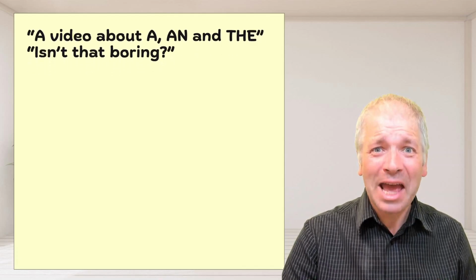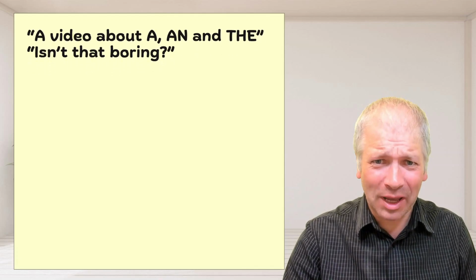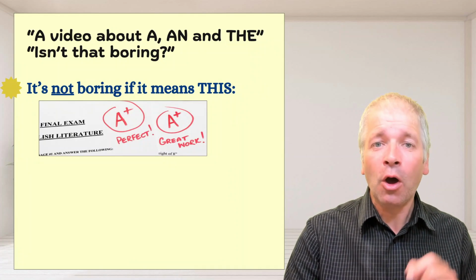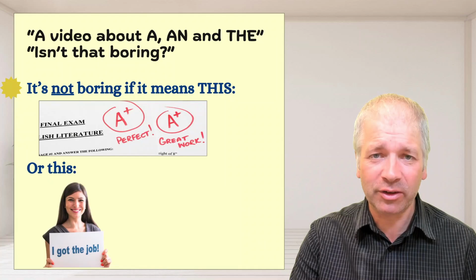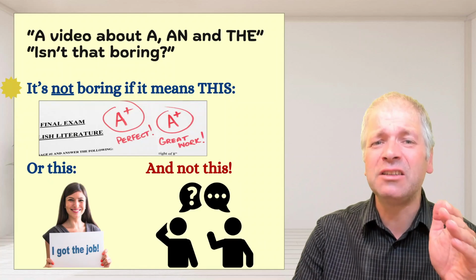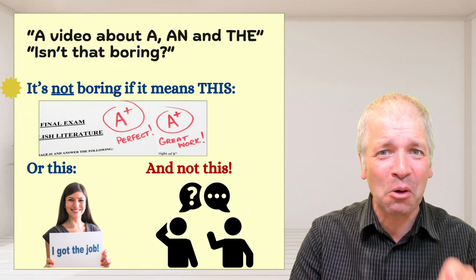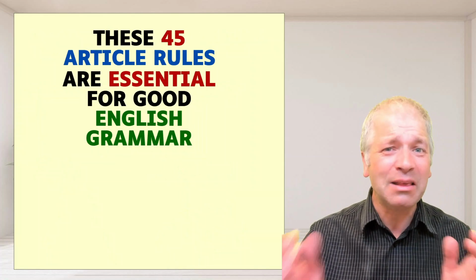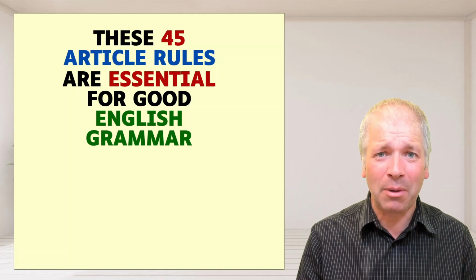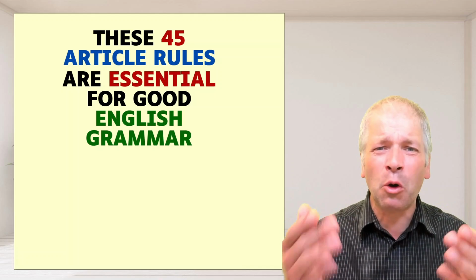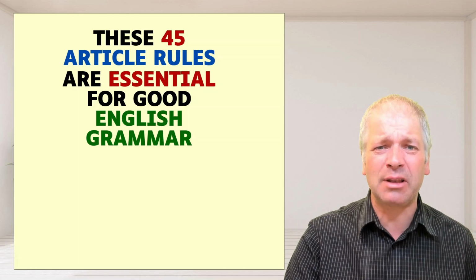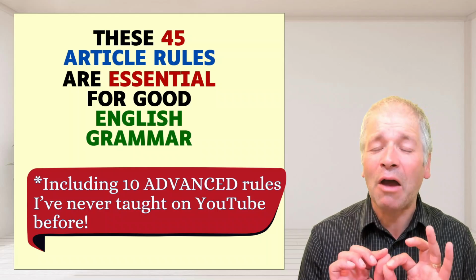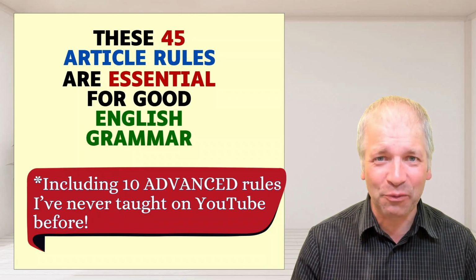A video about a, an and the. Isn't that boring? Well, it's not boring if you get the exam results that you want, or if you get the job you really wanted, or if you avoid having difficult conversations because you're using the wrong English grammar. These 45 article rules are essential for good English grammar if you want to use, speak or write in English at an advanced level. And this video includes 10 advanced rules that I've never taught on YouTube before.